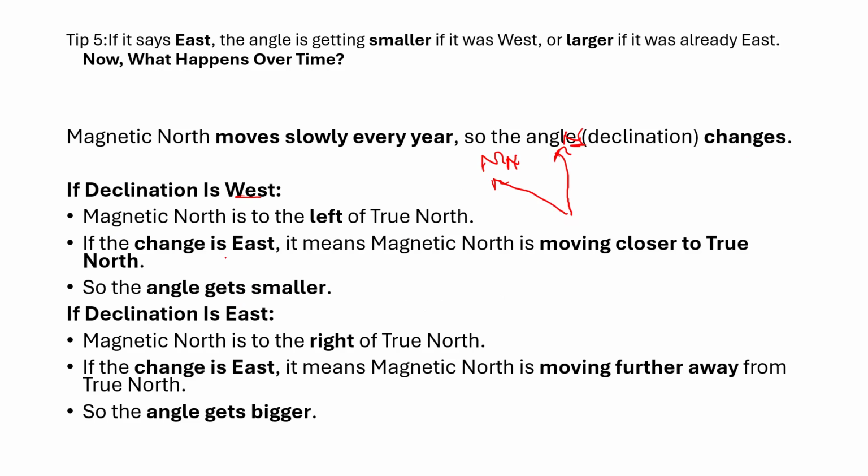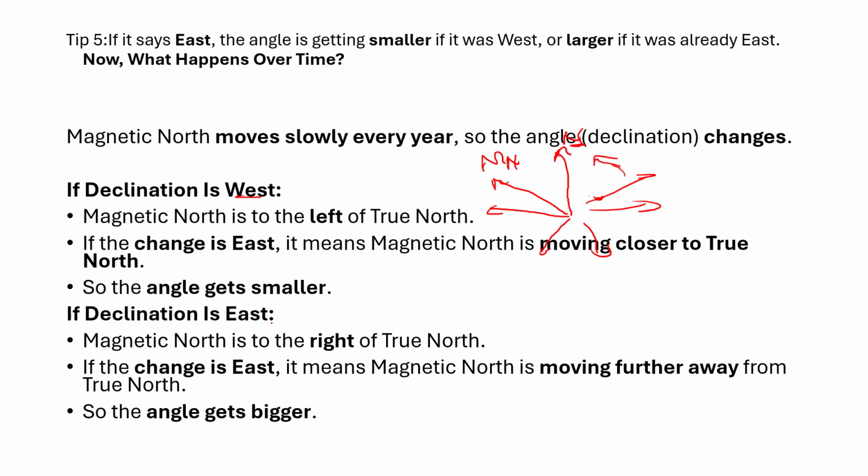All right. So if the angle changes towards the east, it means that magnetic north is moving closer to the true north. It was here, now it is here, now here, for example. So it's moving closer and closer to the true north.